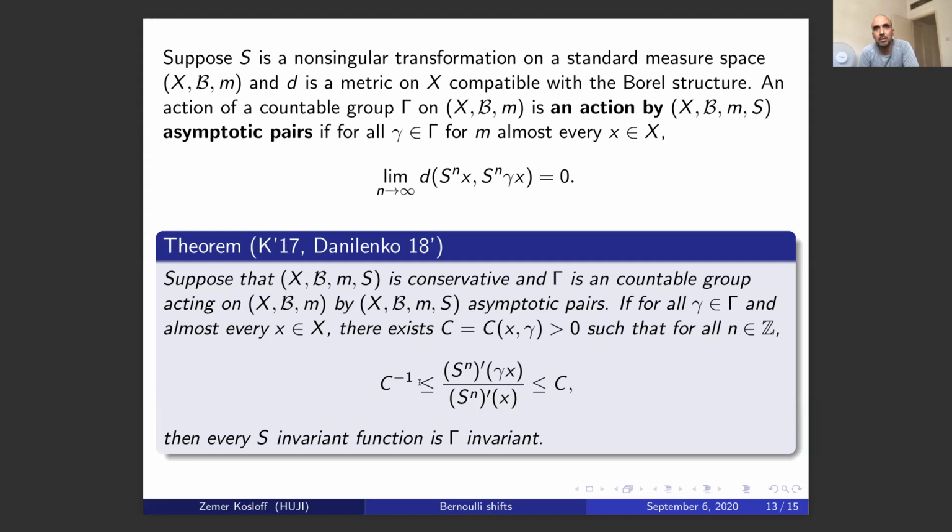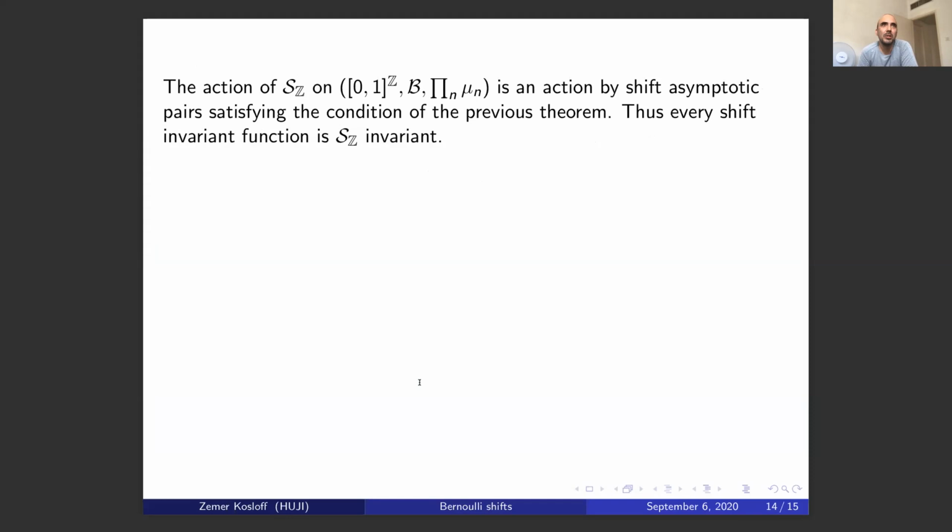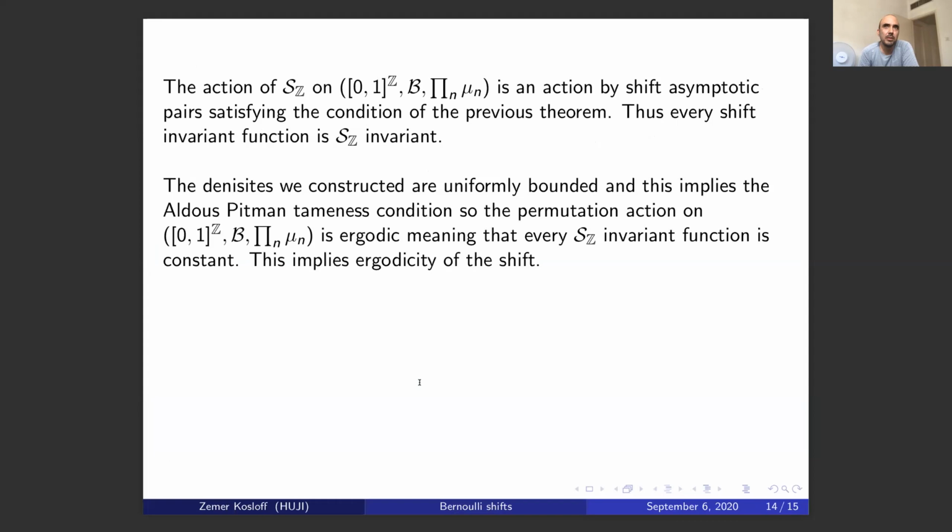Okay, so this brings me to the permutations. In the permutation, it's an action by shift asymptotic pairs, which is easy to show, and it satisfies the condition of the previous theorem. So every shift invariant function is permutation invariant. The densities we constructed are uniformly bounded, and you could check that it satisfies the Aldous-Pitman tameness condition, and therefore the permutation action is ergodic, and as every shift invariant function is permutation invariant, this also implies ergodicity of the shift.